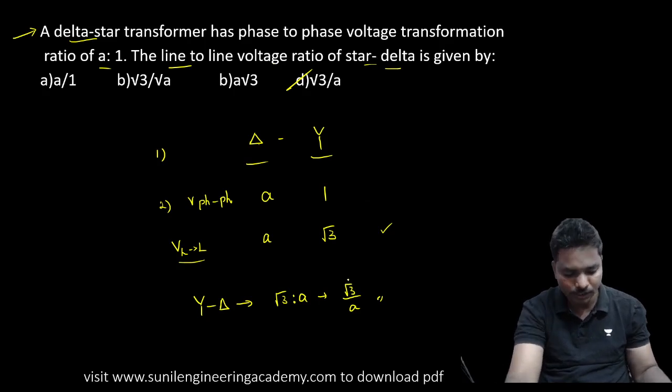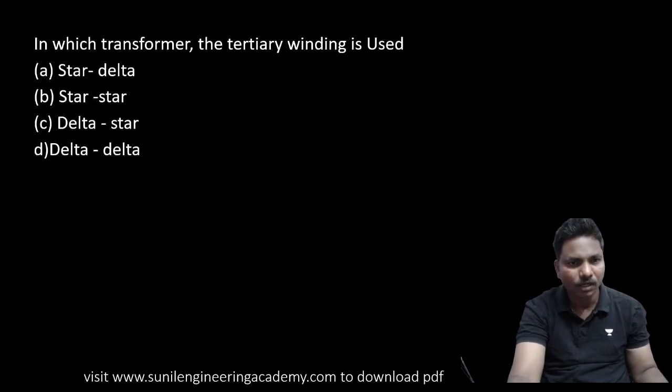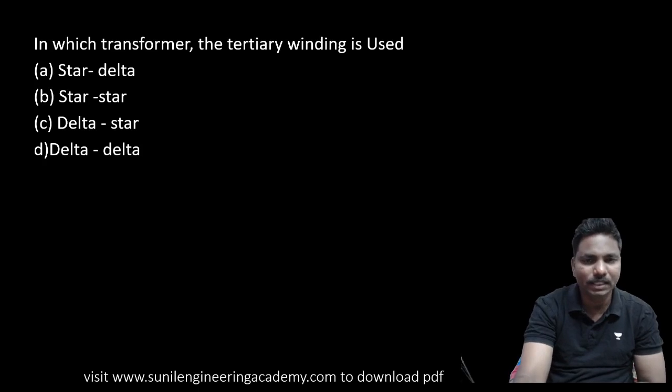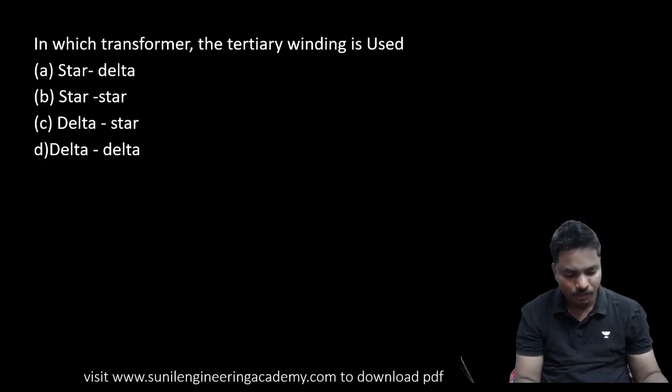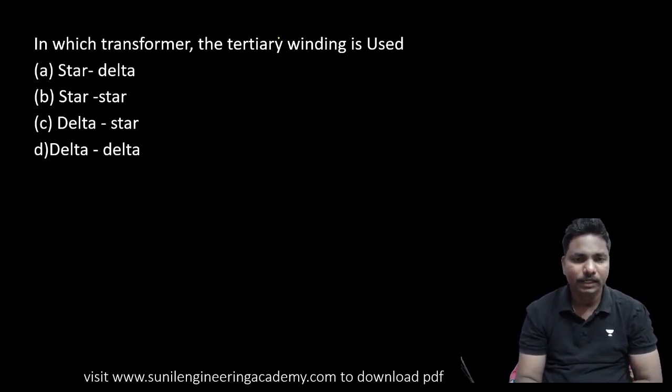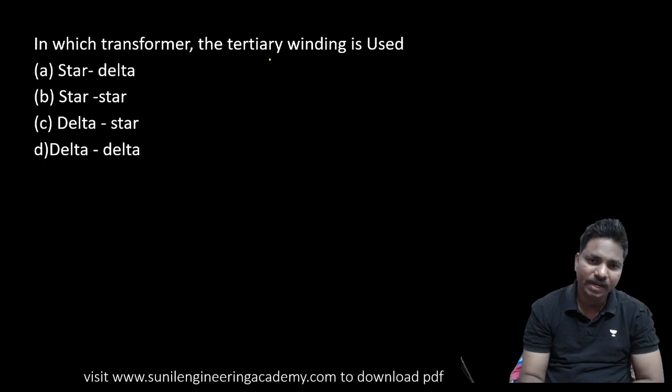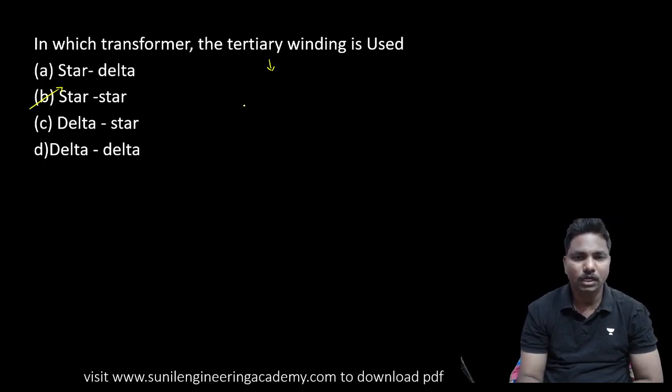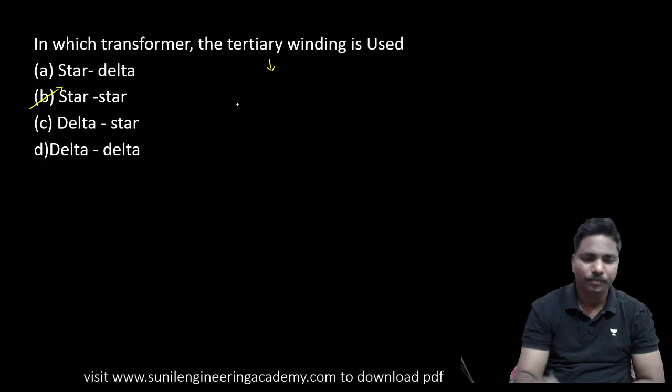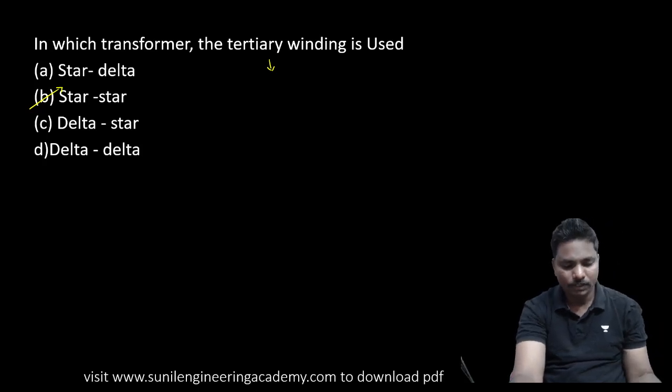Coming to the next question, guys. In which transformer is the tertiary winding used? The tertiary winding, which is a third winding, is generally used in star connection. So star to star connection. Okay, coming to the next one.